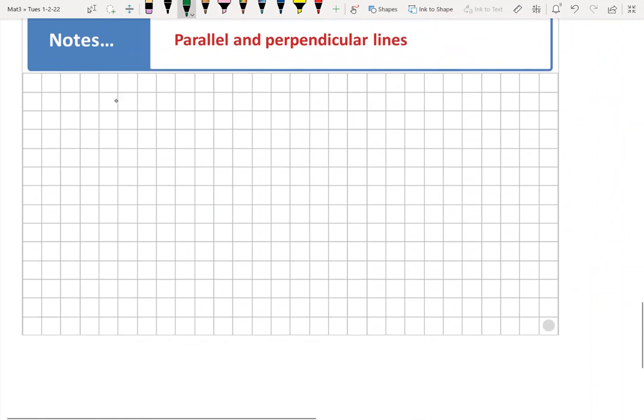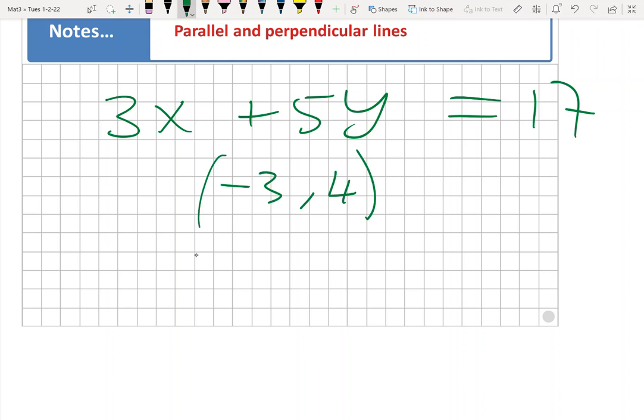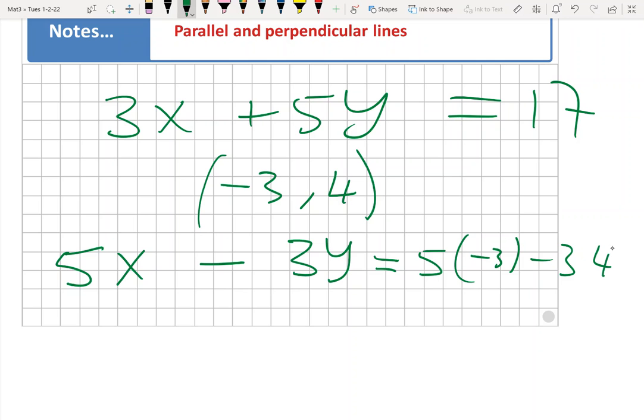Okay, give me the line perpendicular to this, through this. Sure. 5 goes in front of x, plus turns to minus, 3 goes in front of y. We're beginning to determine 5 times negative 3 minus 3 times 4. We're nearly there. Negative 15, negative 12 is negative 27.